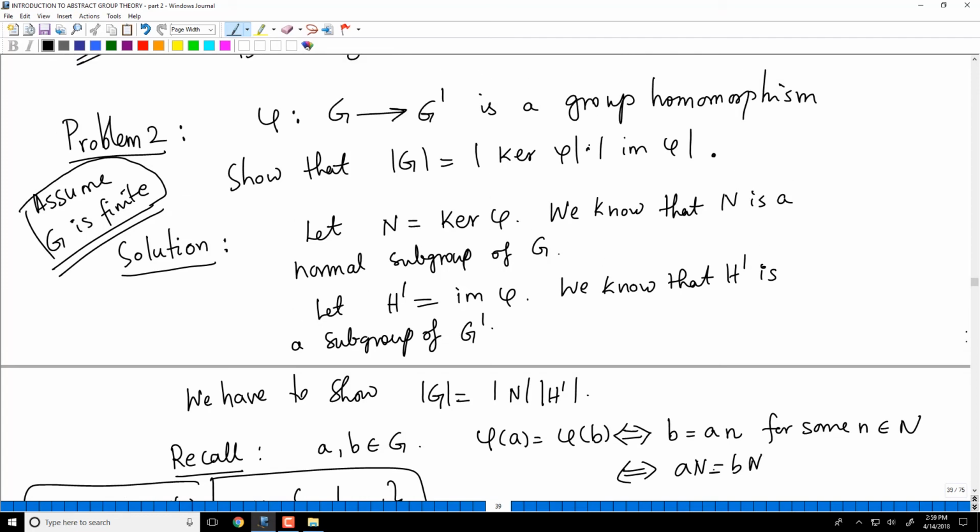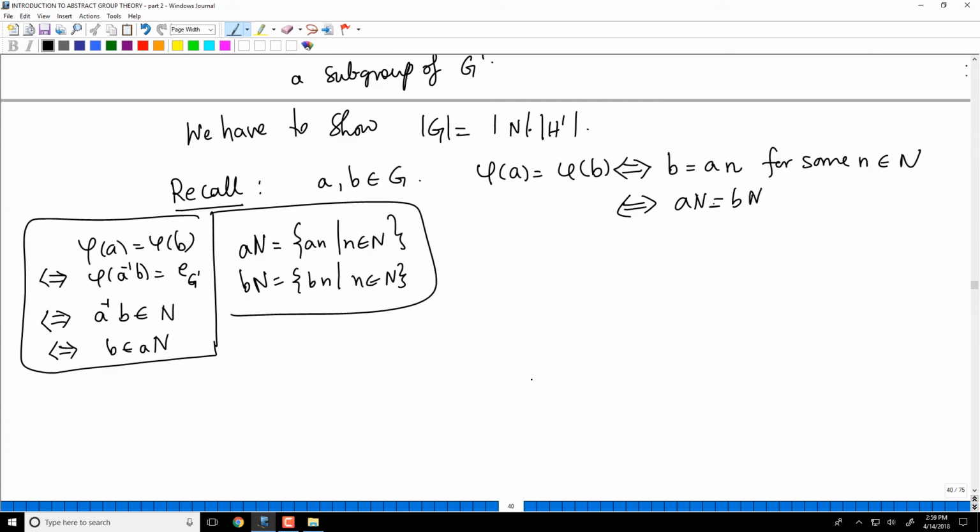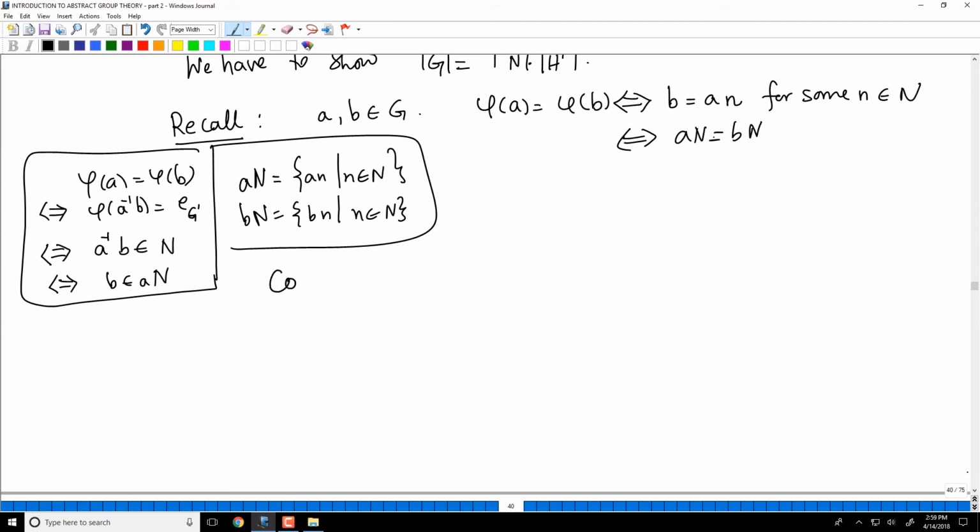So this is the product of two numbers. So why is this true? I am going to say that, so I will take the set of, consider the set of left cosets of N in G.